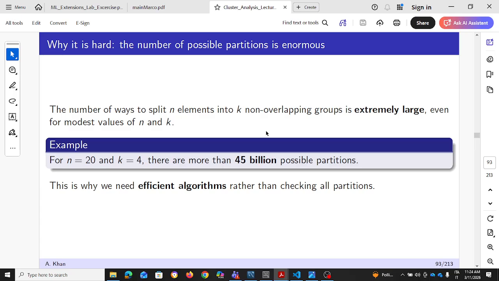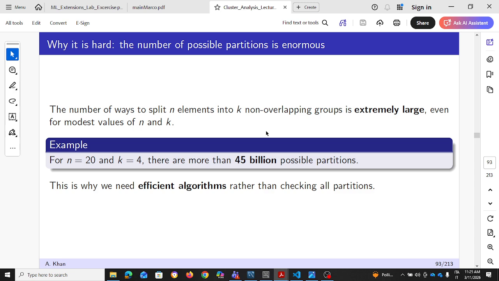Here is the answer to your question. Suppose we have n units, 20, and we want to make 4 clusters. So how many possibilities do we have here? We would wait for you to find the best one for us among 45 billion. So it's very difficult, right?